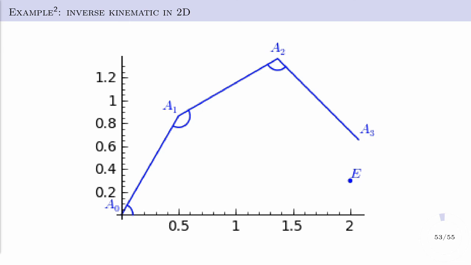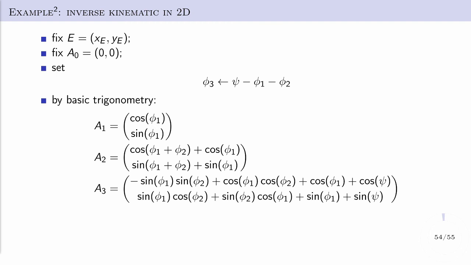So we have, let's say, 4 points and the effector. We want A3 to be placed here. We want to find the angles here, here, and here, in such a way that A3 is moved here and approaches this point A from a specific angle. So what are we given? We are given the effector. We are given the angle psi. Without loss of generality, we can assume that A0 is the origin. We can always fix the coordinate system in such a way that A0 is placed at the origin. And now we use basic trigonometry.